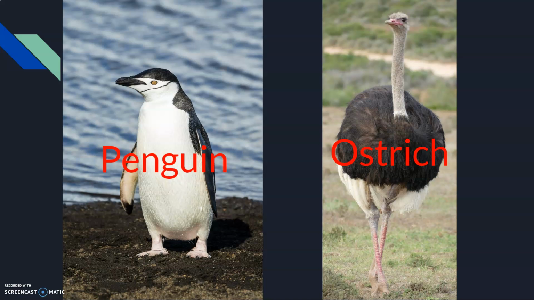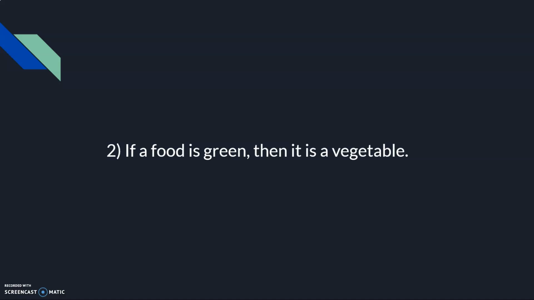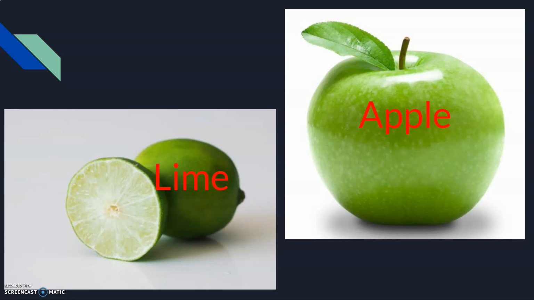Let's look at another one. If a food is green, then it is a vegetable. Think of a counterexample for this one. I found 2. Here's mine. A lime and an apple. Both are green, but neither one is a vegetable. Technically, you could put a green tomato on here, and that's a fruit, and that's green.